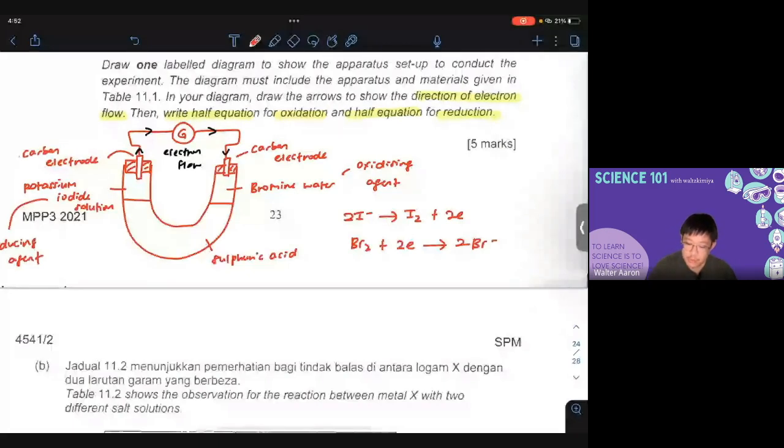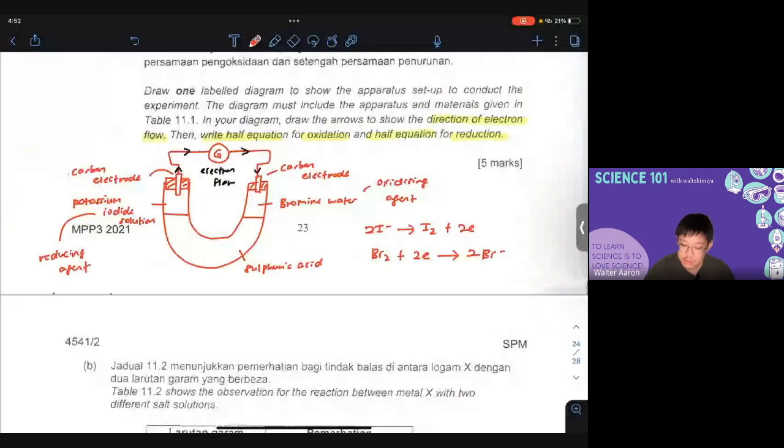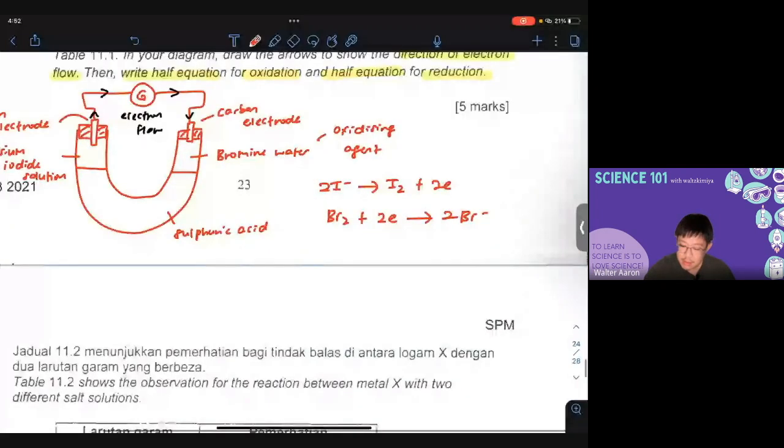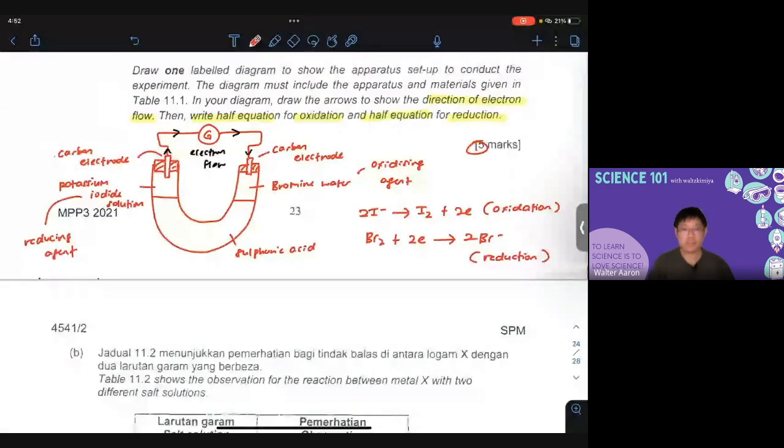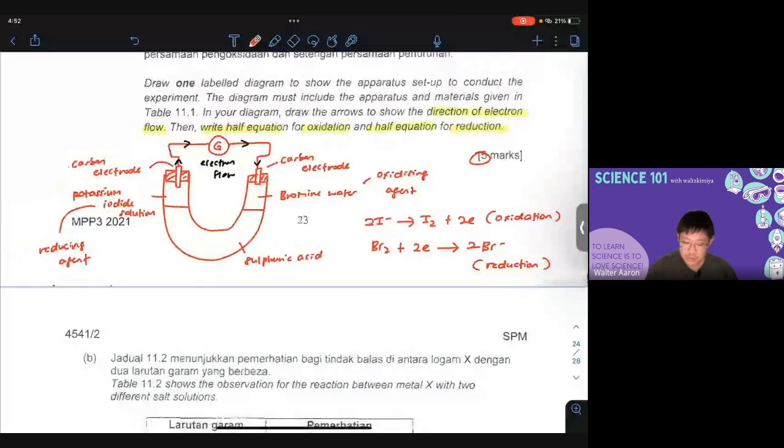So this is the 2-half equation for oxidation and reduction. Just label this one as oxidation because it has increased in oxidation state. And this one should be reduction because it has decreased in oxidation state. So this is correct already. 5 marks in total. There you go. Then after that, you're done already.